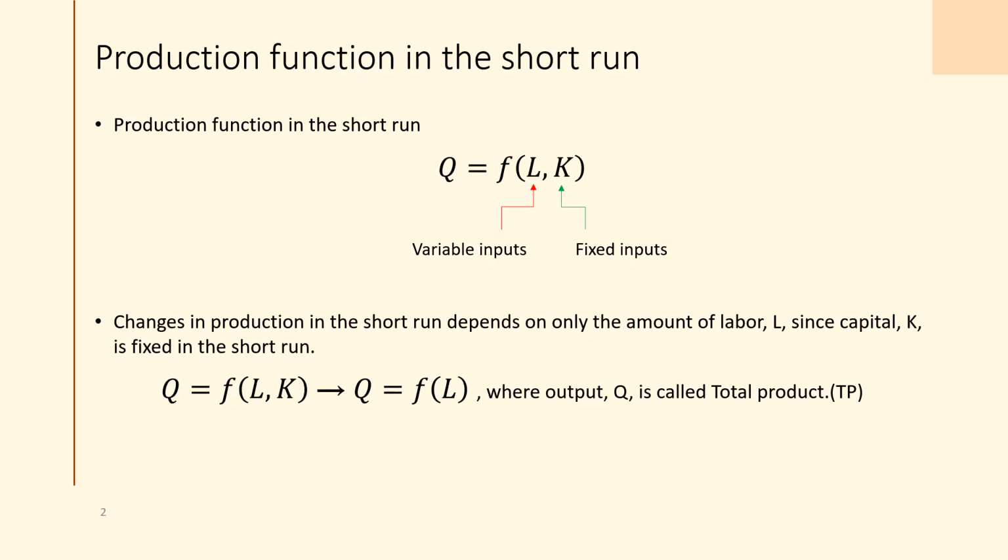So we can write the production function as the output being a function of labor. We denote output as Q, which is also called total product or TP. This means that as we change the amount of labor, total output changes accordingly.